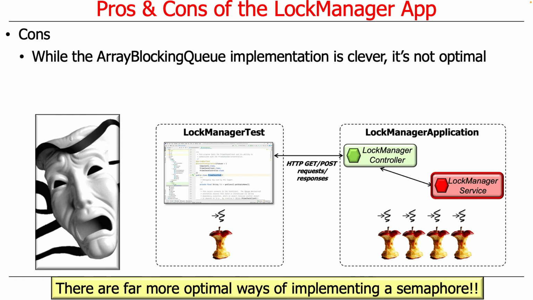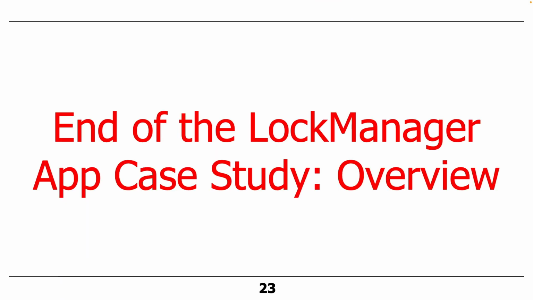And of course, there's always some downsides. The array blocking queue implementation is incredibly clever, and especially when you see how it's used with reactive programming, it's mind-bogglingly cool. However, it's not the most optimal way of implementing a semaphore. There's lots of other ways that are better. We just did this for fun, to show off some cool programming features that you get out of the box with reactive programming. So that's the end of the overview.